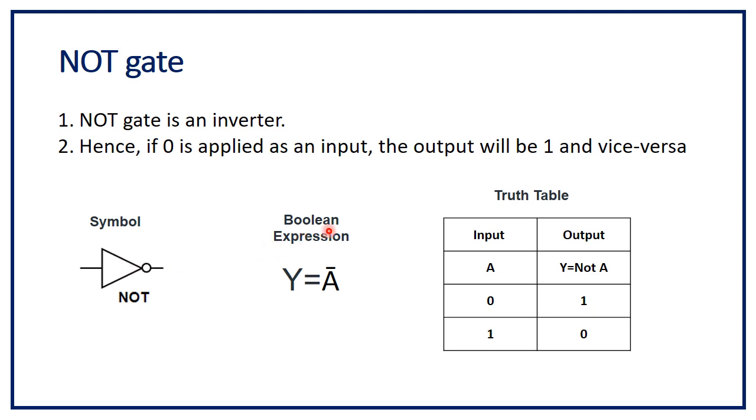The Boolean expression of the NOT gate is shown here: Y is equal to A complement. Truth table. The NOT gate has only one input, input A, and one output, output Y. Y is equal to NOT A. If the input is 0, then the output will be 1. If the input is 1, then the output will be 0. So what is it doing? It is just inverting the input. It is converting 0 into 1 or 1 into 0.